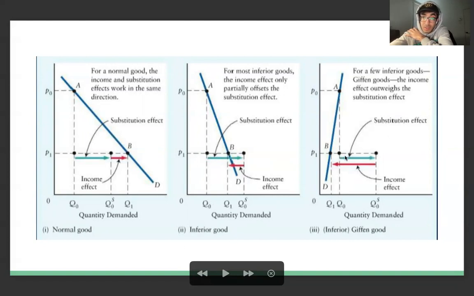So the substitution effect works towards increasing the quantity, but the income effect works towards decreasing the quantity demanded. But here the income effect is big enough to outweigh the substitution effect, and that's why you get a positively sloped demand curve.